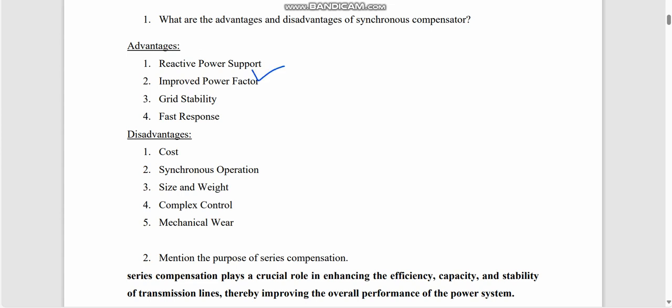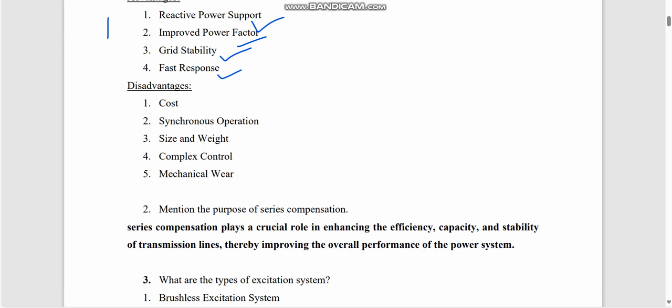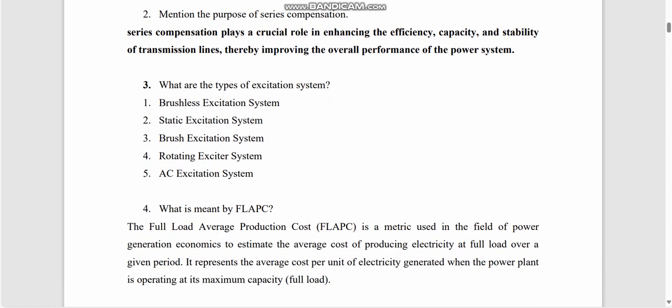We have to write the advantages. That is reactive power support. It provides reactive power support, improves the power factor, improves the grid stability, and gives fast response. If you write the 4 points, you will get 1 mark. And for disadvantages: high cost, synchronous operation, size is high and high weight, mechanical wear and tear. If you write these points, you will get another 1 mark. Total 2 marks.